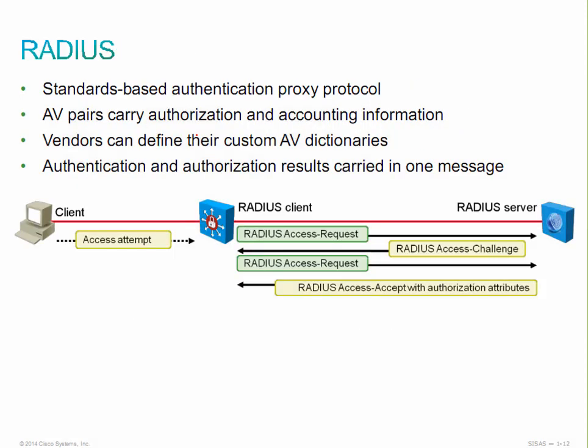All right. So Radius, obviously, remote access dial-in user service. Radius provides a standards-based protocol to facilitate all these different AAA functions. It uses these things called AV pairs to carry AAA information between the Radius client and the Radius server. And it is built in to the ICE platform.